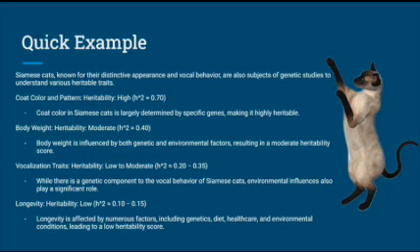Body weight. Heritability moderate, 0.40. Body weight is influenced by both genetic and environmental factors, which results in this moderate heritability score. Vocalization traits. Heritability low to moderate, 0.20 to 0.35. While there is a genetic component to their vocal behavior, environmental influences also play a significant role. Longevity. Heritability low, 0.10 to 0.15. Longevity is affected by numerous factors, including genetics, diet, healthcare, and environmental conditions, leading to this low heritability score.